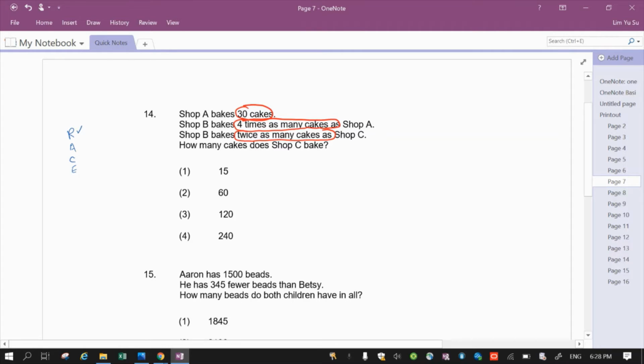Okay, so these are the words that have to do with the numbers. And then you see as many as, that shows you the relationship. And finally, let me use another color. How many? That's a question tag. Does shop C bake? So you know that here you have C. That's the question mark, right? That's the question.